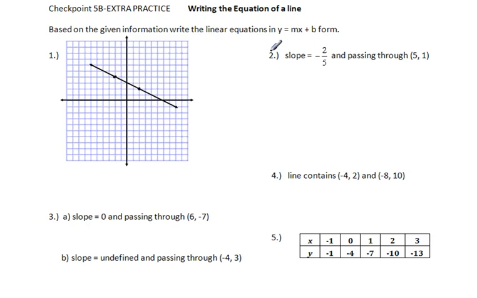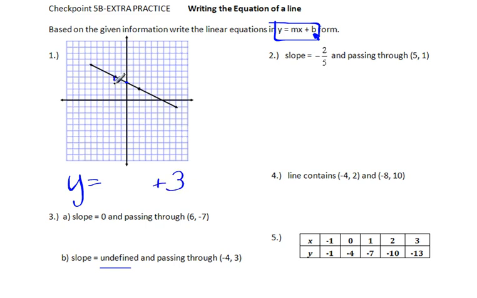All right, extra practice on writing the equations of lines. Most of these problems are going to be in the y equals mx plus b form. A couple of these with undefined slope, we won't be able to do that. But the first one, figure out where it crosses the y-intercept right there. That's going to be your b. So we have y equals, and then 1, 2, 3, crosses at 3 right there.